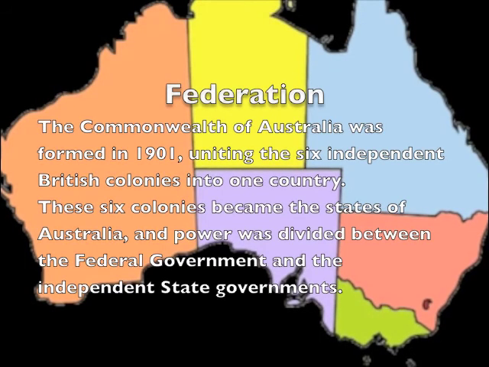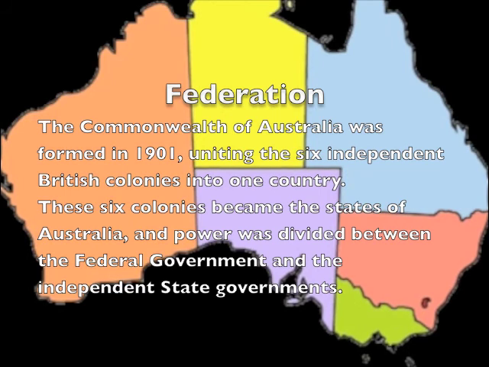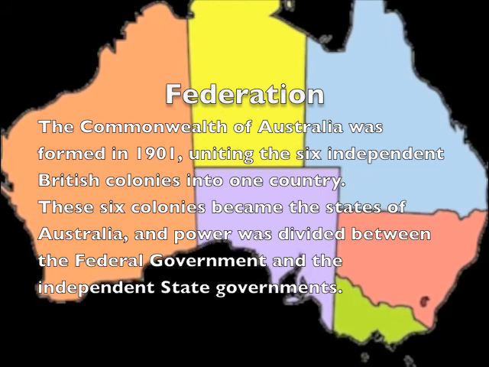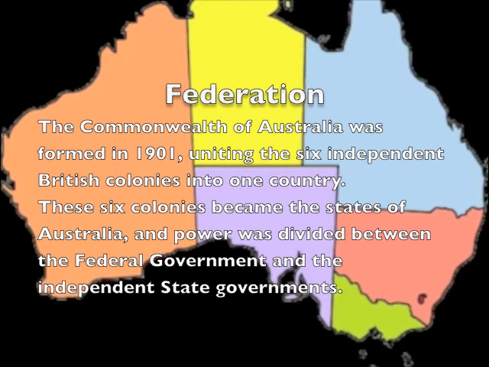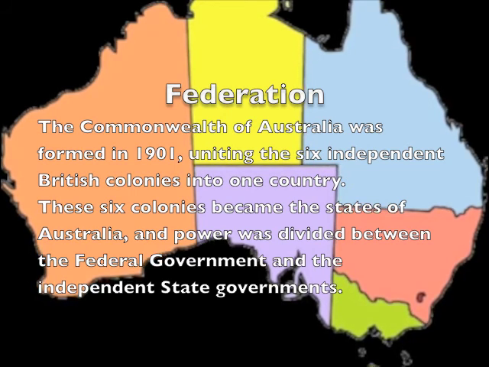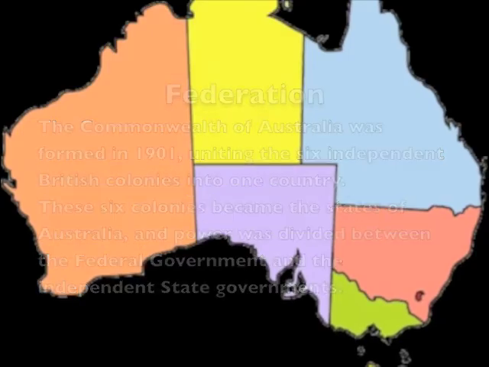The Commonwealth of Australia was formed in 1901, uniting the 6 independent British colonies into one country. These 6 colonies became the states of Australia, and power was divided between the federal government and the independent state governments.